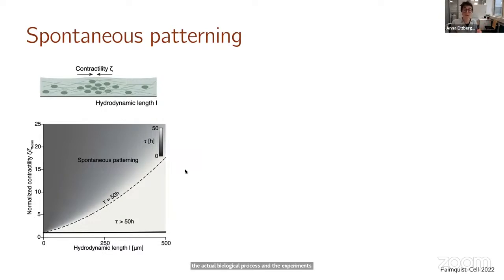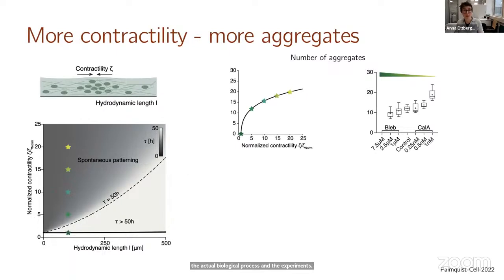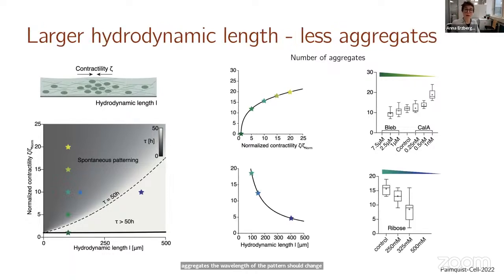And then using linear stability analysis, we can immediately make predictions about how the number of aggregates, the wavelength of the pattern, should change as a function of the active contractility on the one hand and the hydrodynamic length on the other hand. And in this ex vivo system, we can perturb these quantities using different drug treatments.